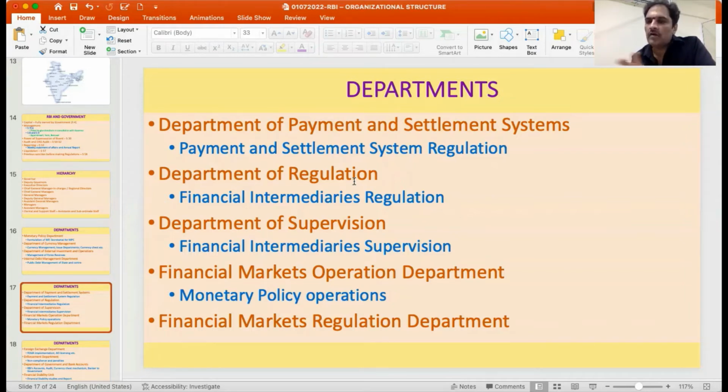Then the entire financial intermediaries, banks, non-banking financial companies, cooperatives, then primary dealers, and NBFCs of all categories, all of them are regulated by a department called the Department of Regulation. So issuance of instructions, then levying penalties, etc. All those aspects are handled by the Department of Regulation.